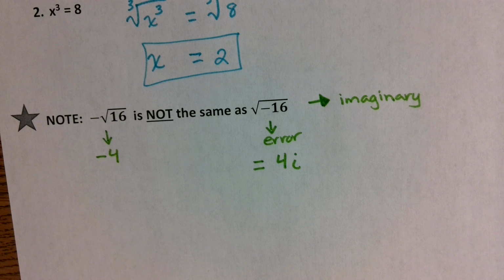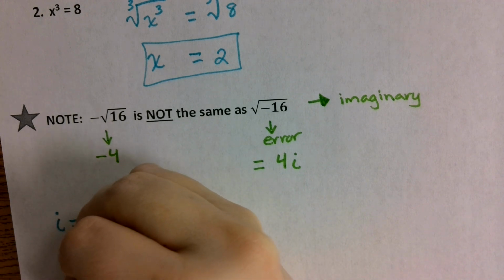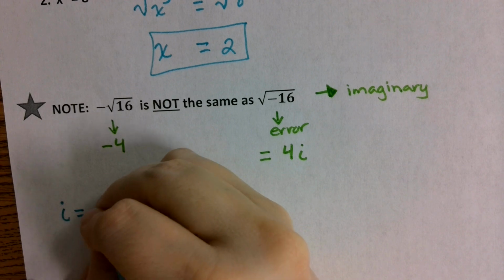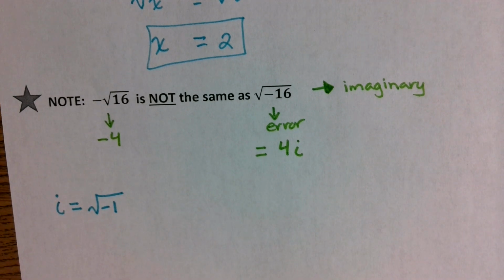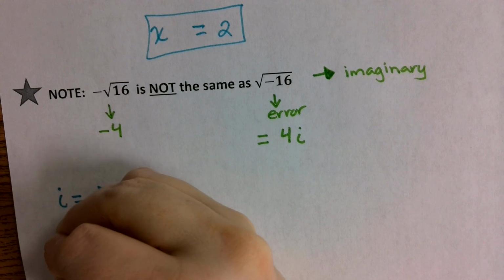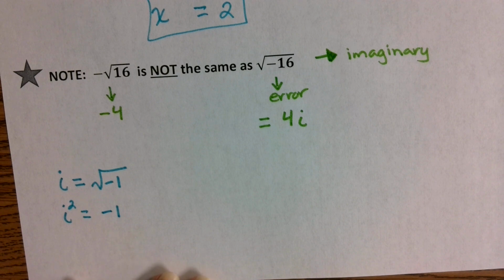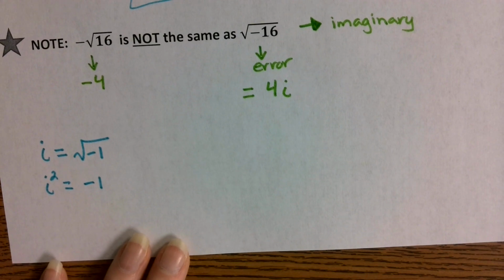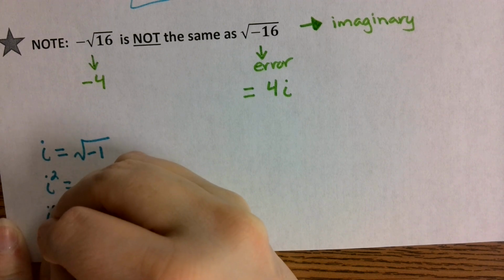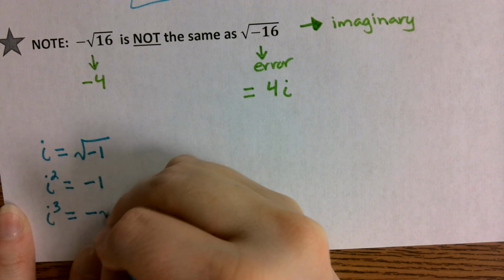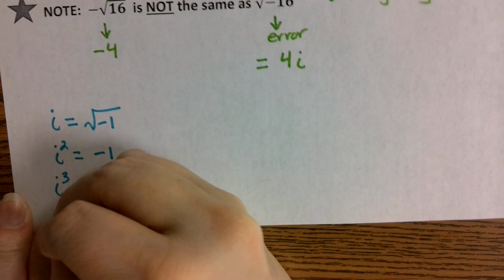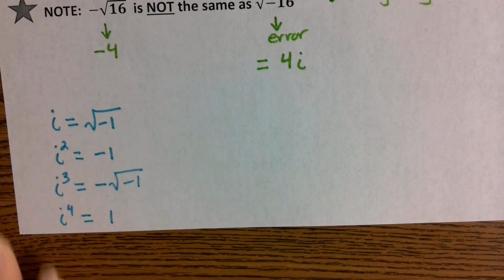Our imaginary numbers actually repeat on a cycle of 4. There's a repetition of 4. So the value i, your very first imaginary number, is actually the square root of negative 1. i squared is just the value negative 1. So negative 1 is actually considered to be an imaginary number as well. If you have i to the third power, i cubed, that's the negative square root of negative 1. And then i to the fourth power is just a positive 1. And then the cycle repeats itself.